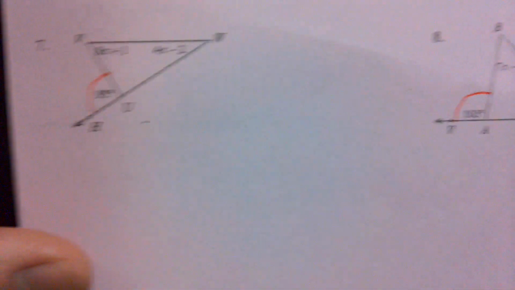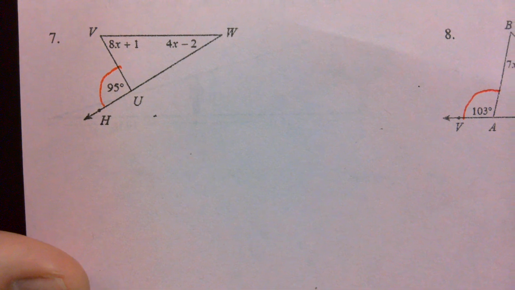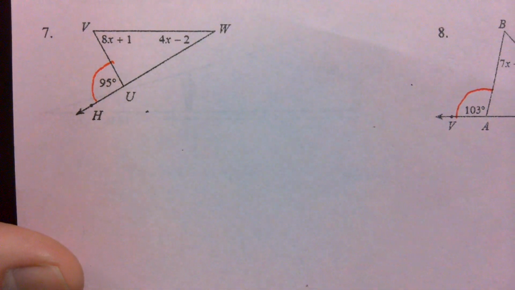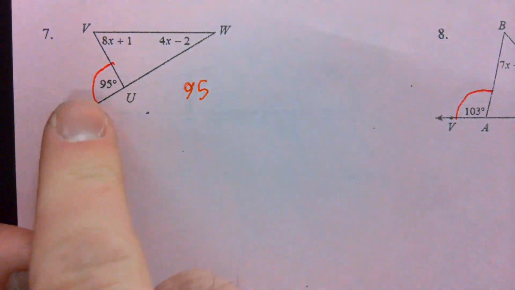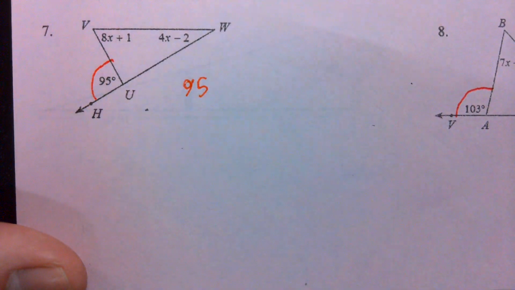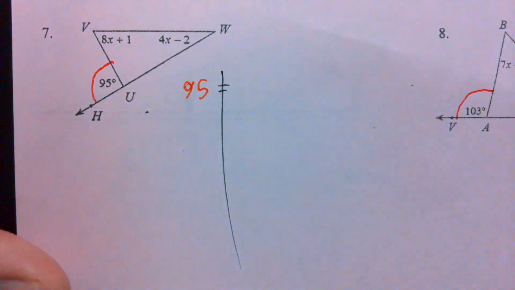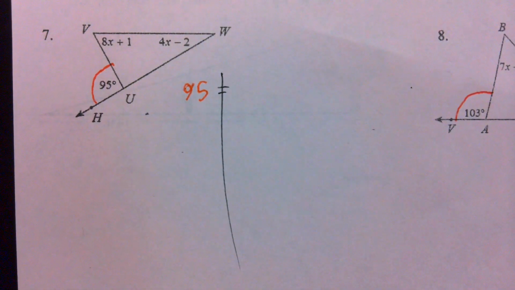It's especially important when we kick things up a notch with these expressions. What's my exterior angle here in number 7? 95. So because that angle's all alone on the outside, it's going to be all alone in my equation as well. What am I going to add together on the right?